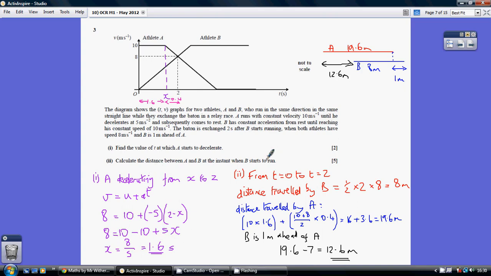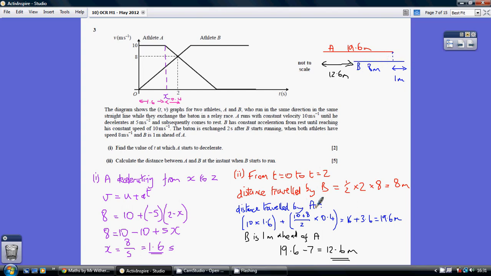Now for part 2, we've just got to be careful here. So remember, the area under a velocity time graph is distance travelled. So we're going to focus on the distance travelled by both athletes between 0 and 2. So for athlete B, well, that's easy. This is the area under the graph here, which is just a triangle. So it's a half times base of 2 times the half of 8. So the distance travelled by B in those 2 seconds is 8 meters. So I've represented that up here. B, 8 meters travelled in the 2 seconds.